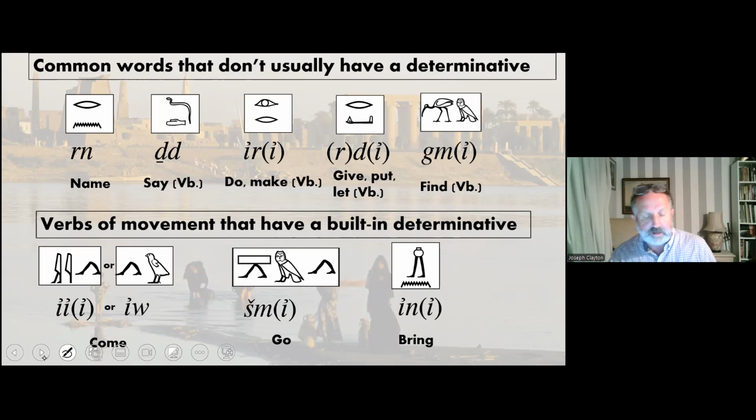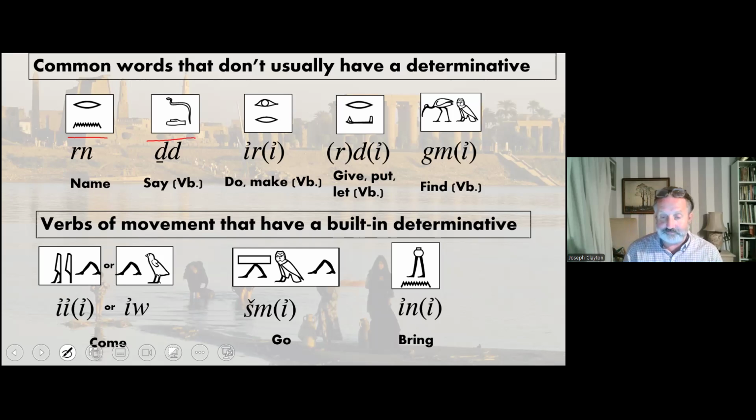So yeah, we've got Ren, name. If it does have a determinative, it has a man with his hand to his mouth. This one you should learn especially is Jed, which is a very common word which means to say. It's a verb. Again, if that does have a determinative, it has a man with his hand to his mouth, because it means to speak or to say.